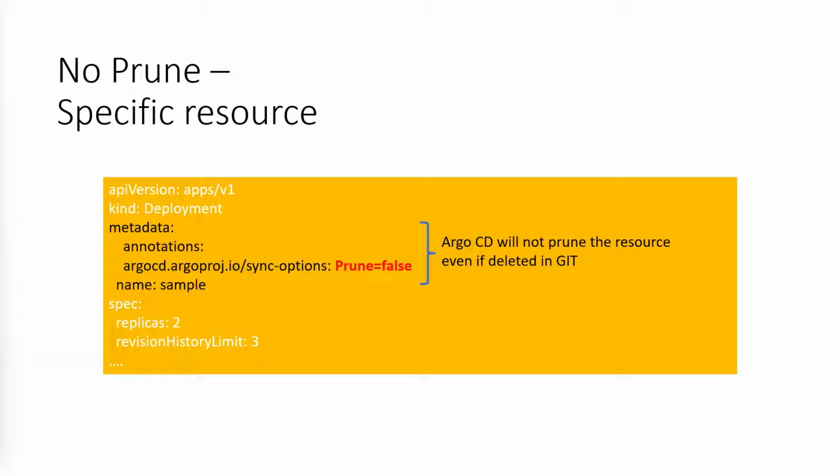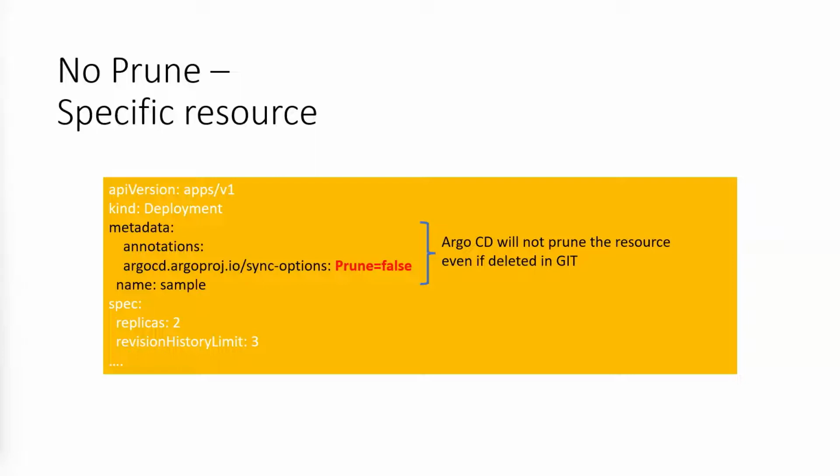We need it for some cases. So in that case, how can we overcome that? You can create a deployment with prune equal to false. In that case, even if you delete the file in Git, it won't get removed in ArgoCD. Let's see how it does that.